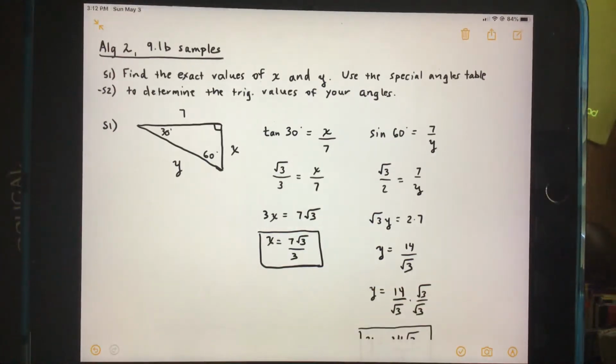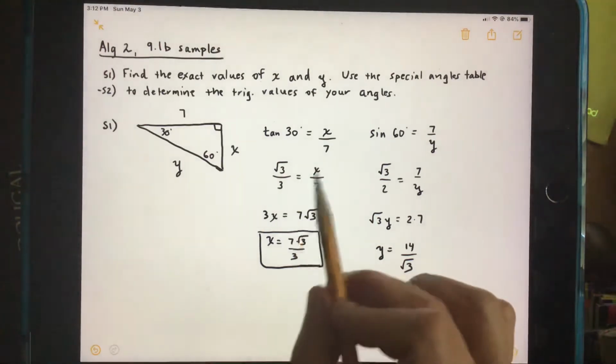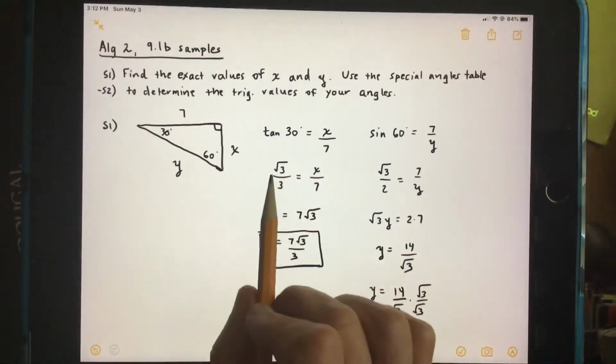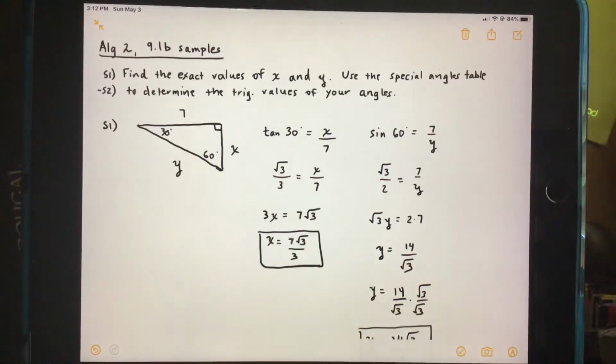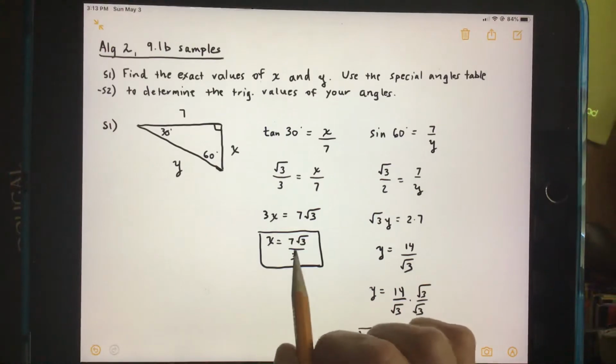Now I'm going to solve for x. I'm going to use cross products. So 3 times x is equal to 7 times the square root of 3. That's my cross products written out. And then I'm going to divide both sides by 3, and I'll find the exact value of x is 7 rad 3 over 3.